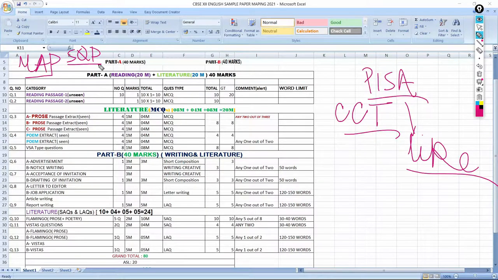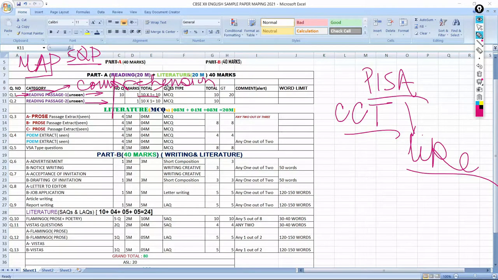So, my dear children, there will be two passages. How many passages will be there? There will be two passages. Passage number one will be unseen, and passage number two will also be unseen. That means, in this category, question number 1 will be the reading passage, the passage for comprehension. So, how many questions will be there?